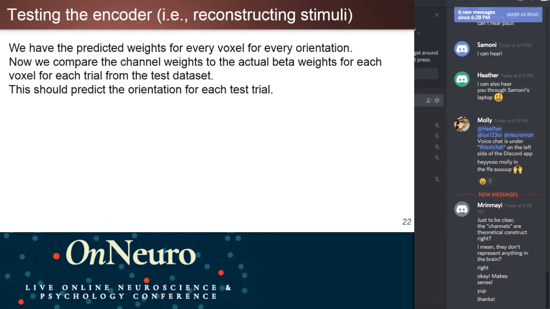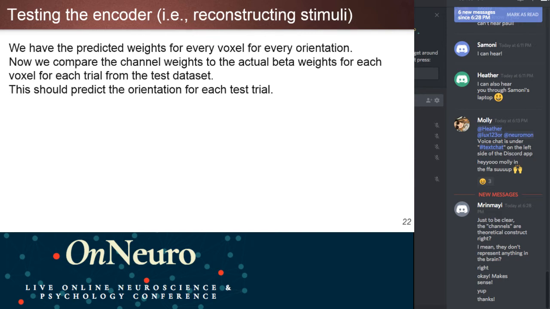All right, so this yields some cool things. We've basically been able to predict the weights for every voxel for every orientation. At this point, we would like to compare the channel weights to the actual beta weights, the bold signal, for each voxel for each trial from the test data set. This should ideally predict the orientation for each test trial. And this is how we're going to test the encoder and see if it's actually working, by using the model that we've just created on data that were not used in the training of the model.